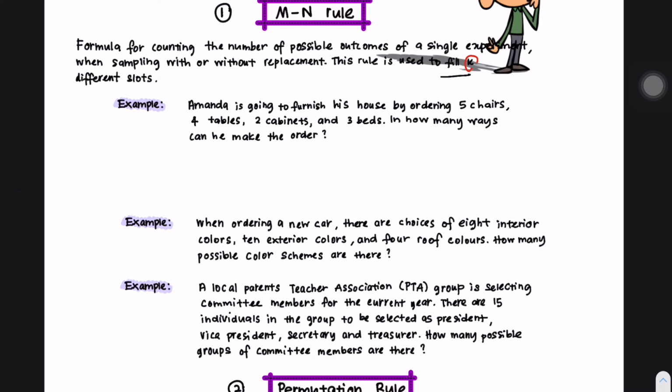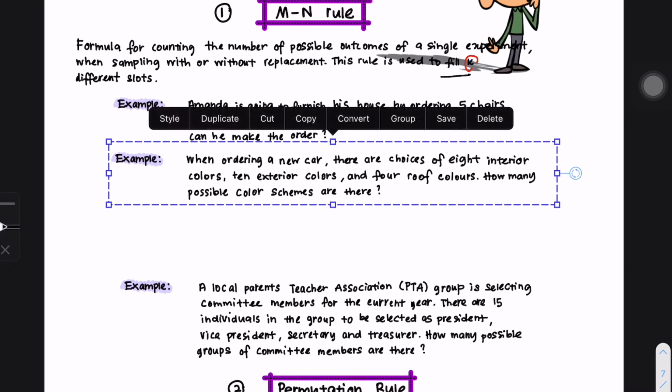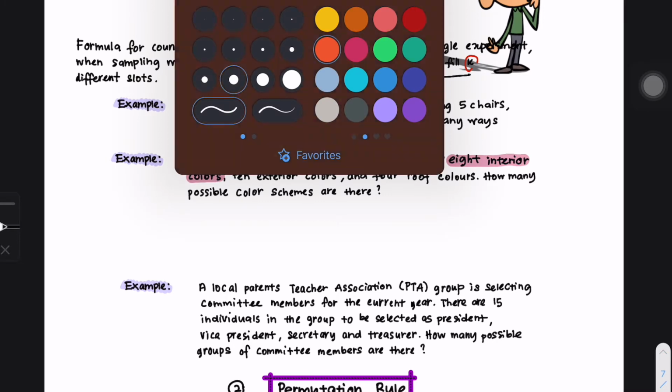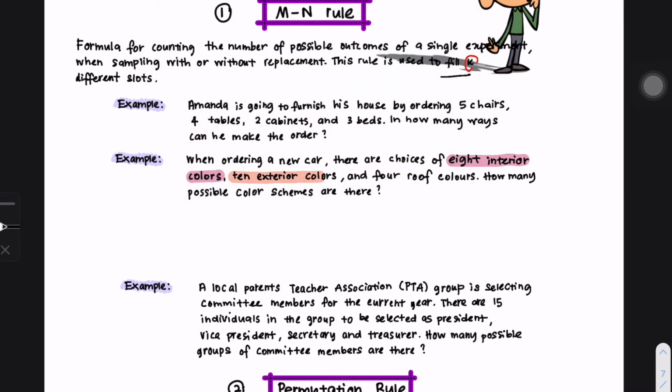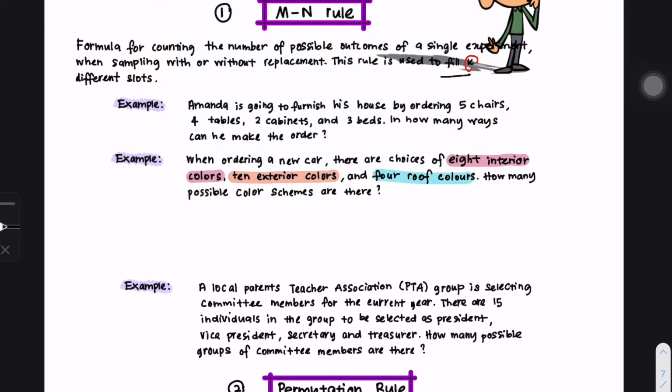Okay, kita tengok another example here. Okay. When ordering a new car, there are choices of 8 interior colour. Awak kena senaraikan benda-benda yang berbeza. Sekarang kita ada 8 interior colour. Okay, and then you have 10 exterior colour. And you also have 4 roof colour. Sekarang awak ada 3 perkara yang berbeza. Means you have 3 slot. 3 perkara berbeza, 3 slot.